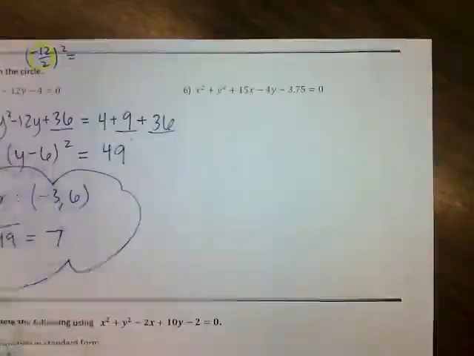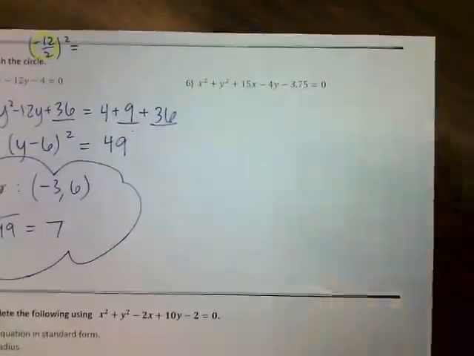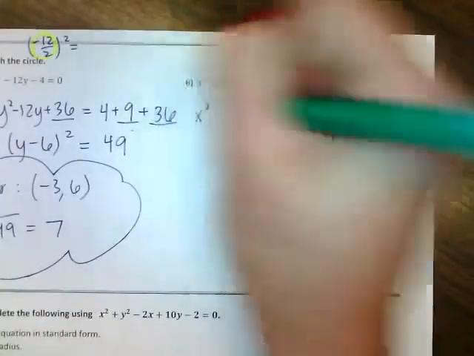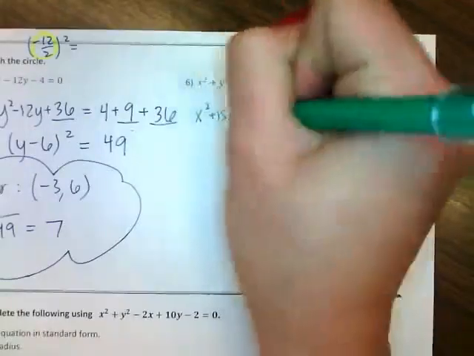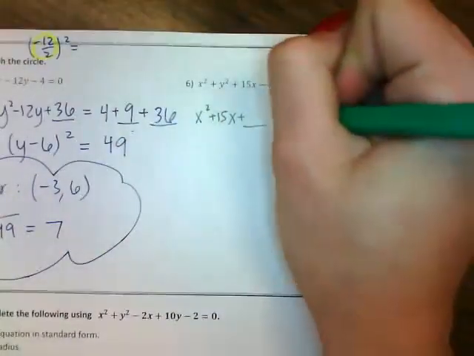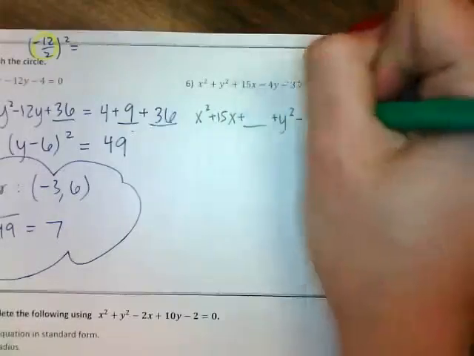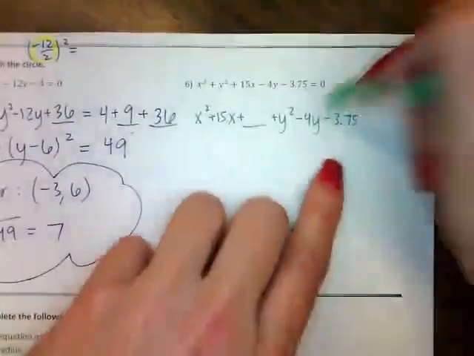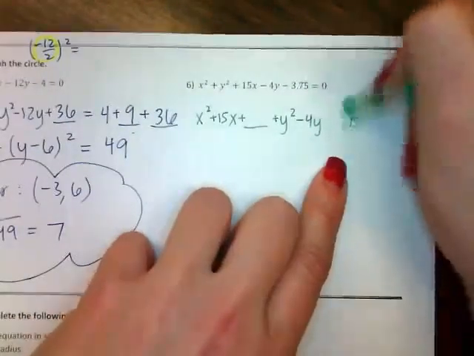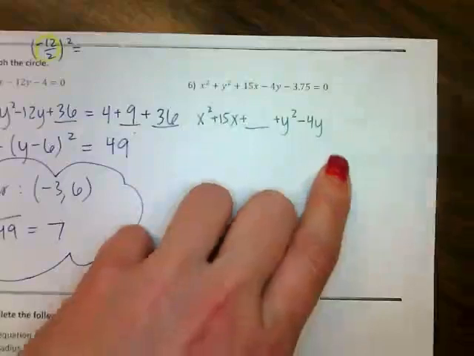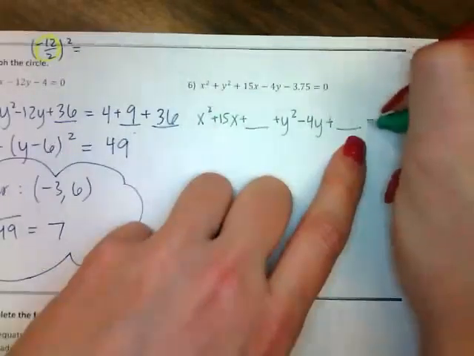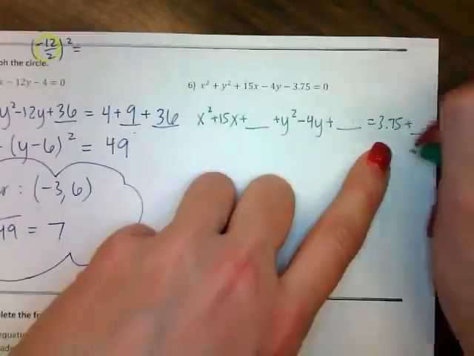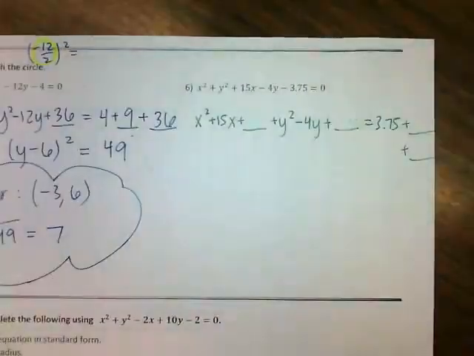6. Okay, we'll start by putting this in standard form. So let's group our x's. Leave a blank. Group our y's. Oops, I didn't mean to do that. I meant to leave a blank and add the constant over. Okay, when you add that constant over, it's a positive 3.75, and I'll leave room for 2 blanks over there.